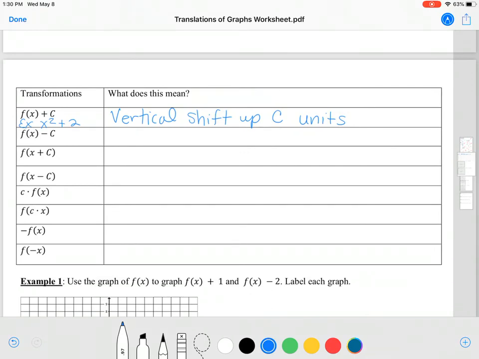f of x minus c is a vertical shift down c units.